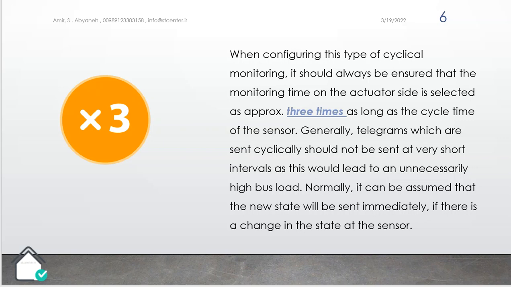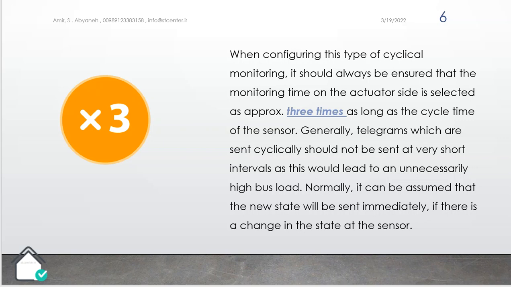When we want to send the data from the sensors and receive the data on the actuator side, for each 3 times that we send the data from the sensors, the actuator only receives it 1 time. Okay, this is the first key information.